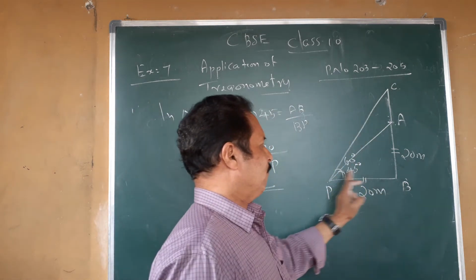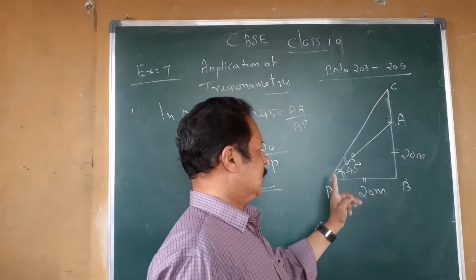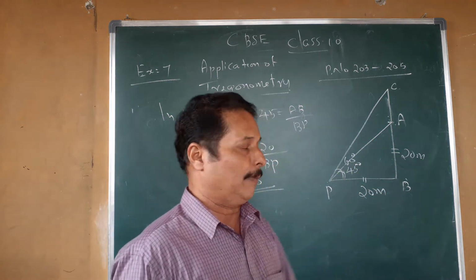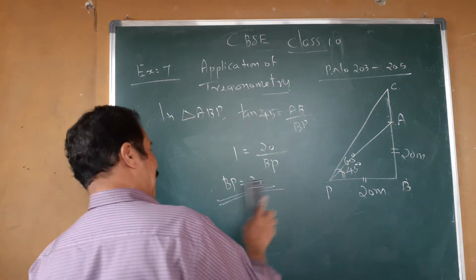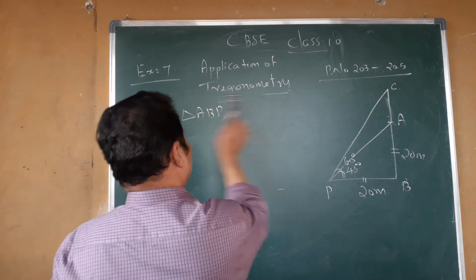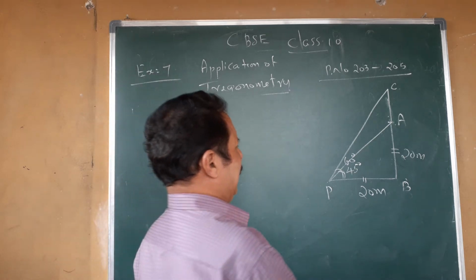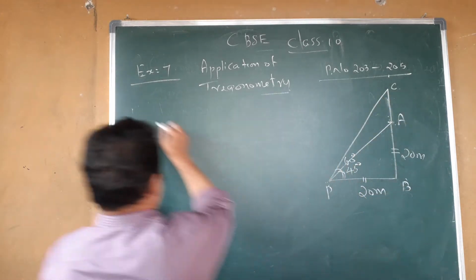Otherwise, 45 degree, 90 degree, 45 degree. This is 1, 1, root 2. You remember that. The sides opposite to 45 and 45 are equal. Then also you get the value BP is equal to 20. Is it clear? And look at the triangle BPC.